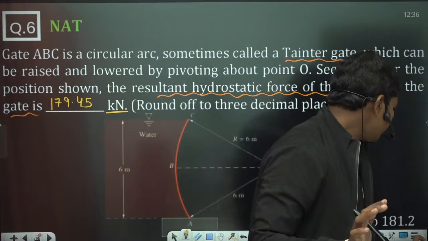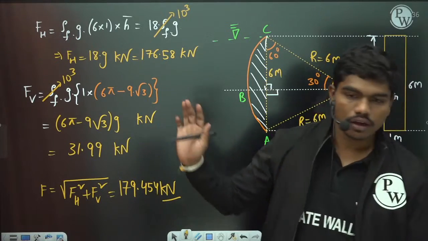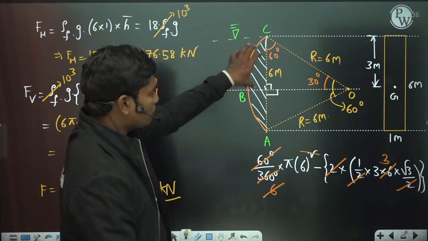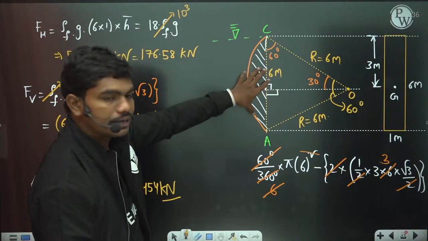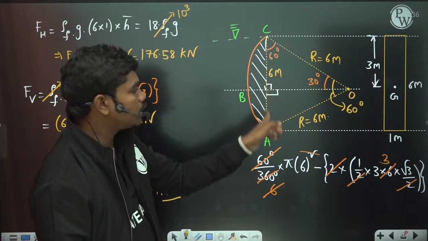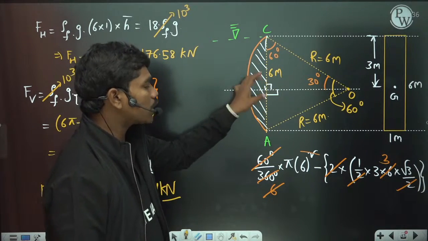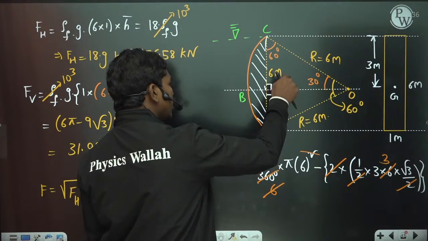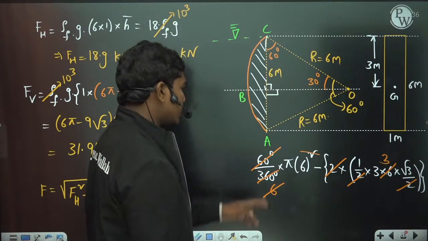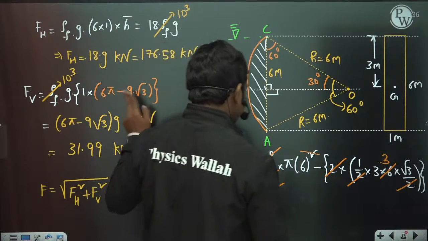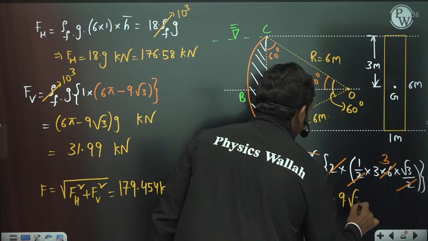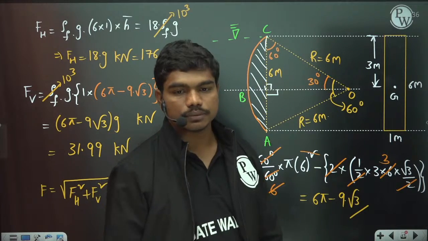Look, it's very simple. We have calculated the horizontal force and also the vertical force. For calculation of the vertical force, you need this area, which means basically the volume of the fluid. The volume is nothing but this area into 1 unit thickness. The area calculation is done in this way: from the whole sector area we have deleted the area of these two triangles. When you delete it, we get this area. So substituting, 6 pi minus 9 times the square root of 3.